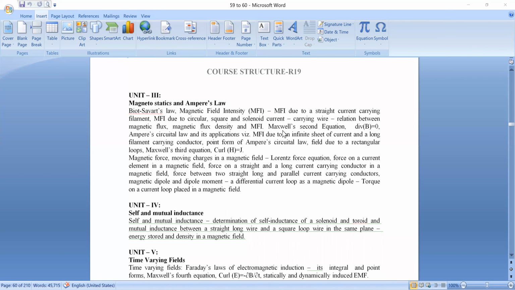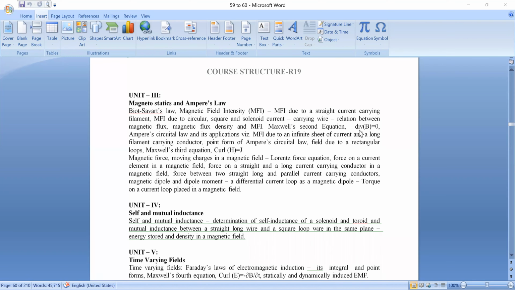And here we derive, by using Biot-Savart's law, Maxwell's second equation. So in the entire paper we derive Maxwell equations. There are 4 Maxwell equations. They are called the fundamental laws of electromagnetism. So throughout the paper we discuss Maxwell equations. Here we derive Maxwell's second equation, that is divergence of B is equal to 0. So here we discuss the proof of Maxwell's second equation.